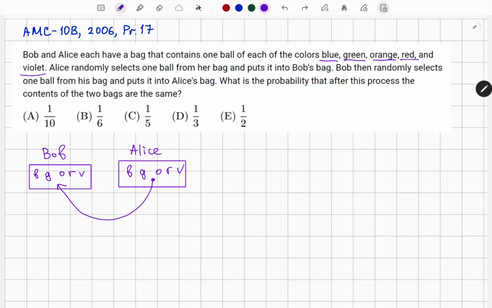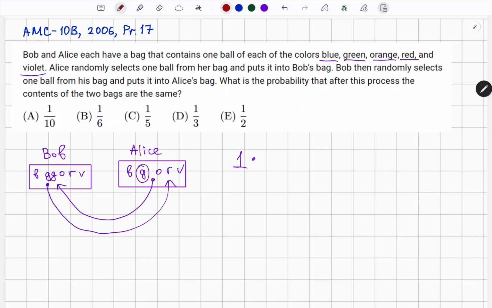It doesn't matter what ball is chosen, what color of the ball is chosen. So the probability to choose any ball is 1. Okay, you take any ball. Let's say, without loss of generality, we could think of the first ball taken from Alice's bag as green. It was a green ball, so we put it in Bob's bag. What must happen after that?